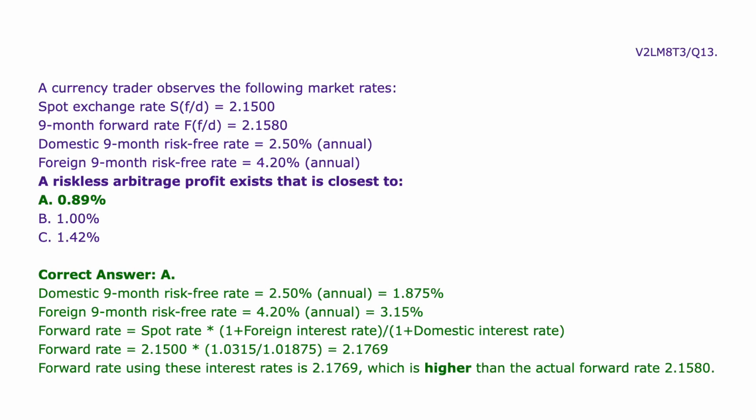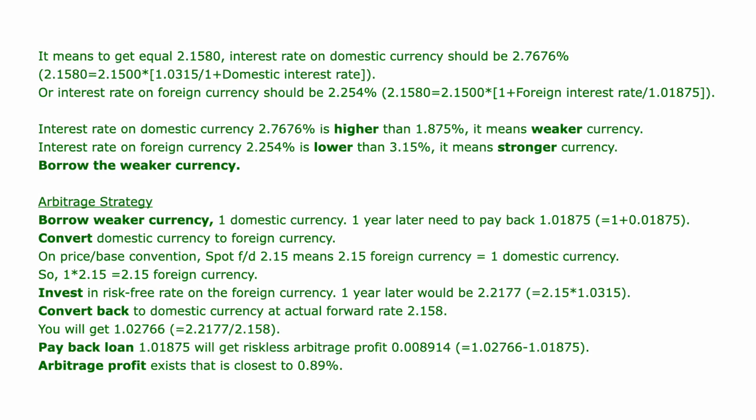Forward rate implied by interest rate parity, 2.1769, is higher than the actual forward rate, 2.1580. This mismatch signals an arbitrage opportunity. Borrow the weaker currency, domestic, convert to foreign, invest at the foreign rate, and then lock in the forward contract. This produces a riskless profit of about 0.89%.